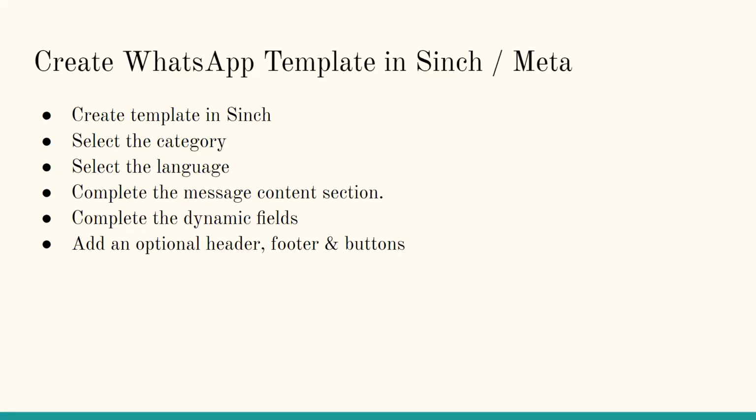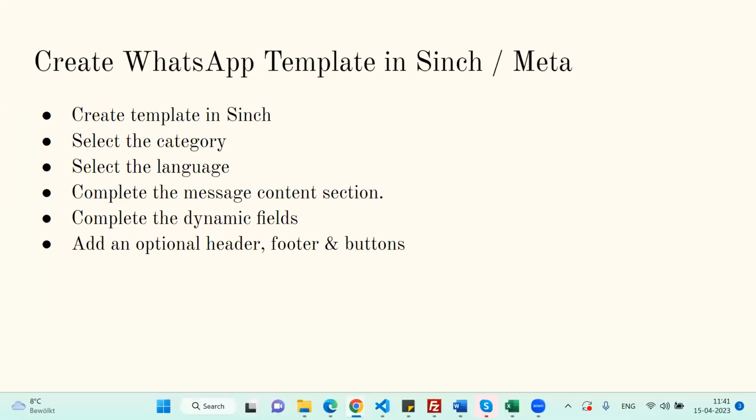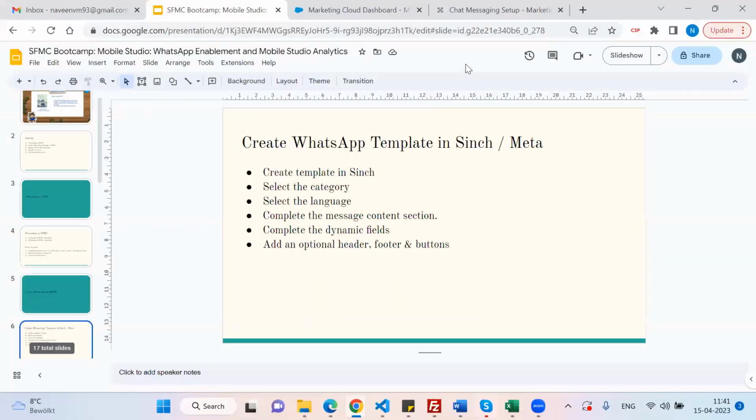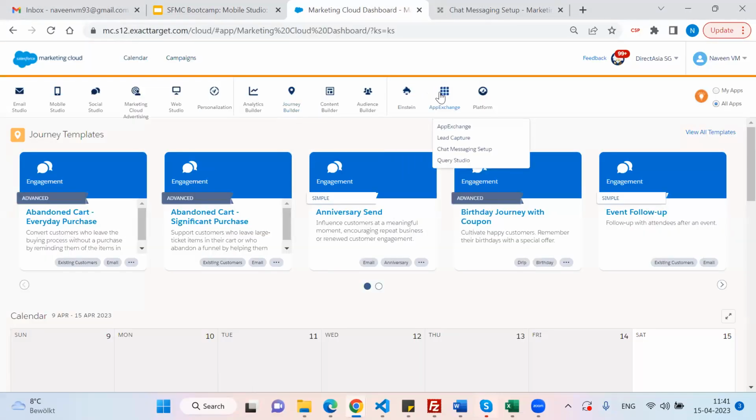So these are the things you have to create. Let's just dive into a simple thing. We'll just see how it looks, right? Let's say this is our Marketing Cloud. You can go to the AppExchange and then click on this chat messaging setup.